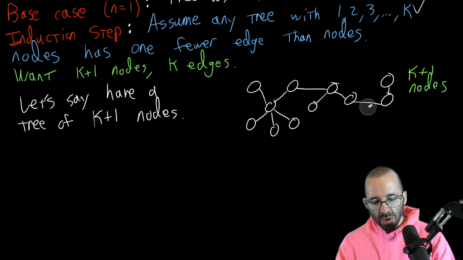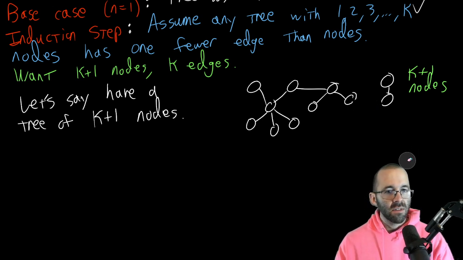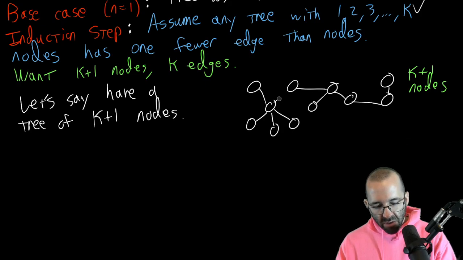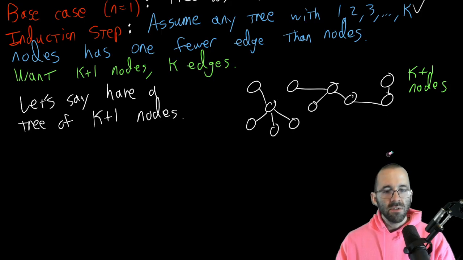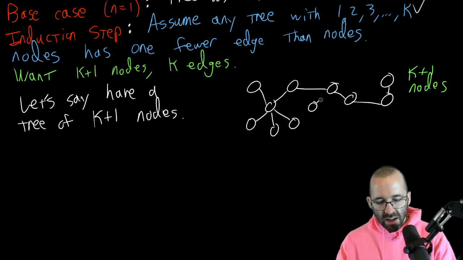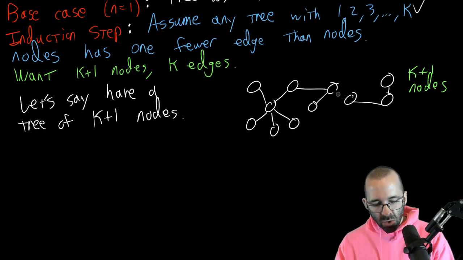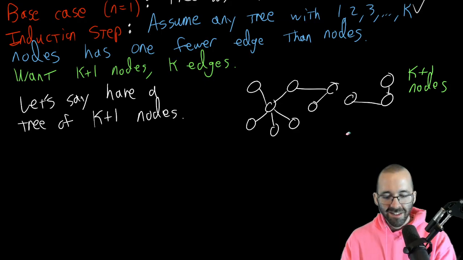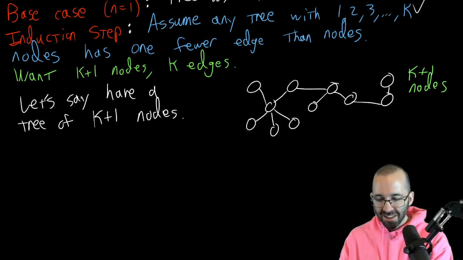Imagine you remove any edge. So maybe you remove this one edge. Now you have two disconnected subtrees, right? Or maybe you removed this edge and you have two disconnected subtrees. You know, the nature of a tree is that no matter what edge we erase, it would lead to us getting two disconnected subtrees, each one with fewer than k plus 1 edges.